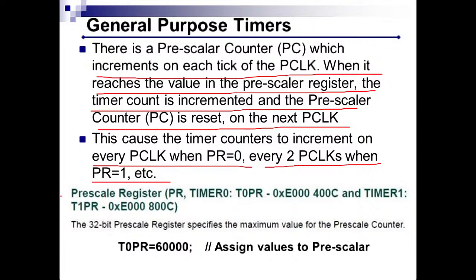So for example, if we set the prescaler register PR for timer 0, T0PR means the prescaler register of timer 0, and for timer 1, that is T1PR, is equal to this. What we are doing here is setting T0PR equal to 60,000. So it will assign the value to the prescaler. That means whenever 60,000 peripheral clocks have been applied, only then one tick will be given to the timer.